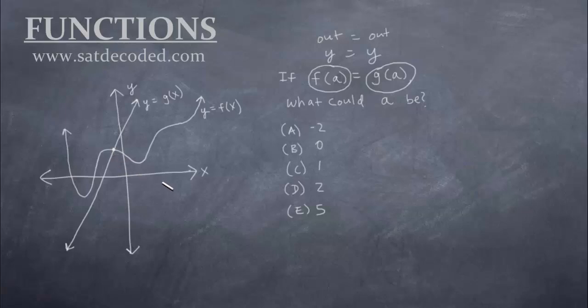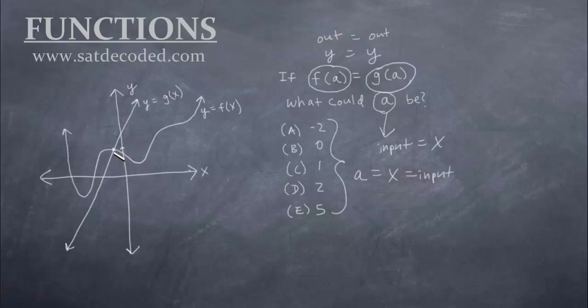The point of intersection is always the spot where the output will equal the output, the y will equal the y. I have no idea what this y point is, but it really doesn't matter because the question is not asking for a y value. They're asking what could a be. And a, if you notice, is inside the parentheses for both functions. So that makes a an input because remember, inputs are inside the parentheses. So we're really just looking for an x value. These are possible a's, and a's equal x, which equal input.